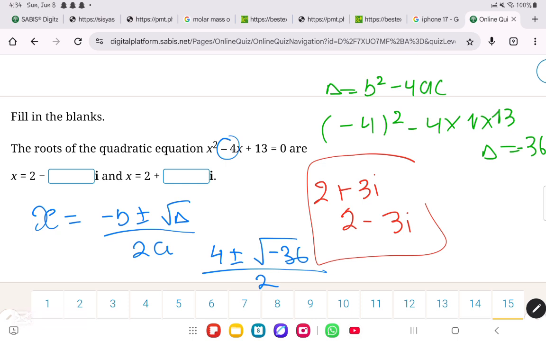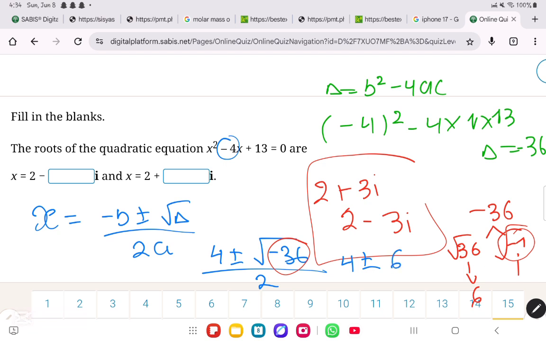Now, notice, we cannot deal with radical minus 36. It does not make sense. So what we will do is we will separate it into two values, which is 36 and minus 1. Radical minus 1, you can replace it as i, and radical 36, you will put 6 as an answer. Okay, so 4 plus or minus radical 36, which is 6, and then radical minus 1, which is i, over 2. Now, after simplifying, you're going to get your final answer, which is 2 plus or minus 3i.